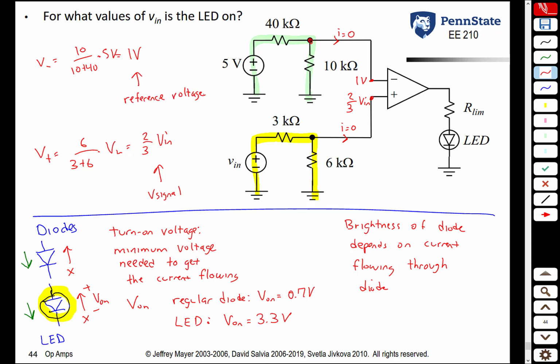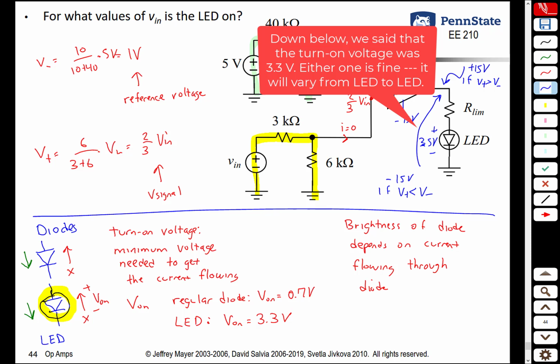What we know for the output then is that this output is either going to be plus Vsat, and let's assume this is powered by plus or minus 15 volts, so 15 volts and minus 15 volts. So this output voltage is going to be plus 15 volts if what? If V plus is greater than V minus, and this voltage is going to be negative 15 volts if V plus is less than V minus. Then let's think about the LED lighting. For the LED to light, the voltage across it has to be 3.5 volts.